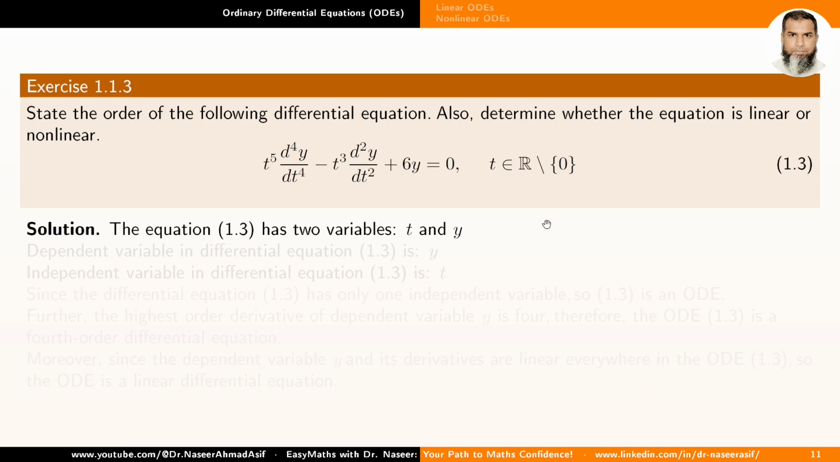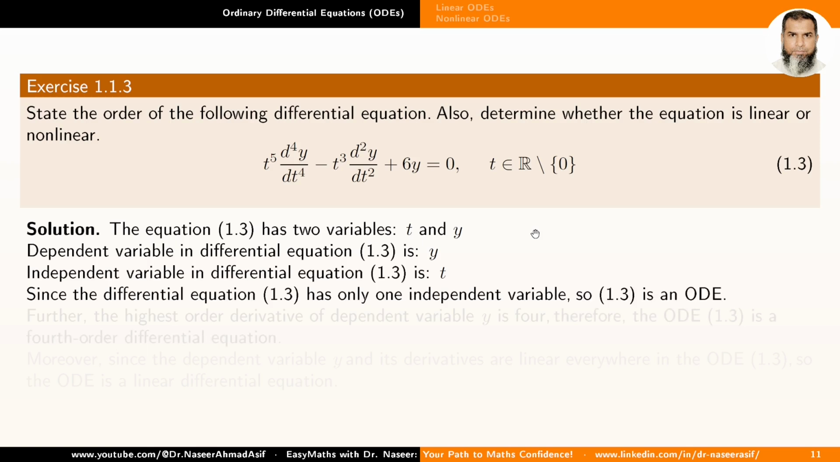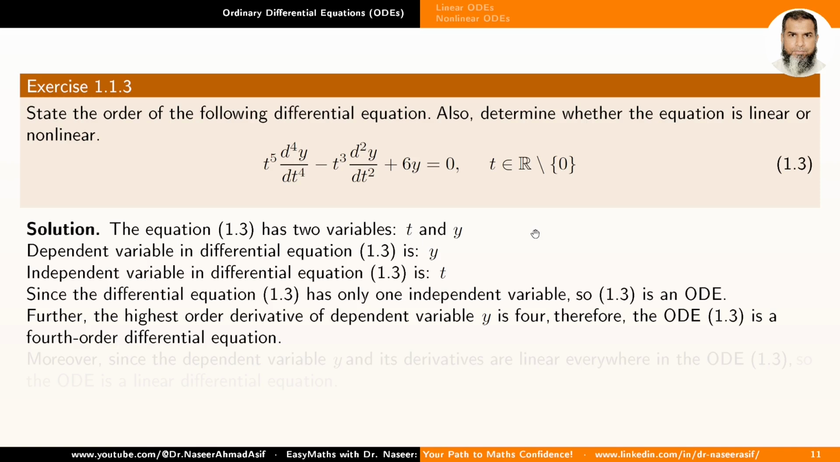The equation 1.3 has two variables t and y. The dependent variable in differential equation 1.3 is y. The independent variable in differential equation 1.3 is t. Since our differential equation 1.3 has only one independent variable, 1.3 is an ODE. Further, the highest order derivative of dependent variable y is 4. Therefore, ODE 1.3 is a fourth order differential equation.